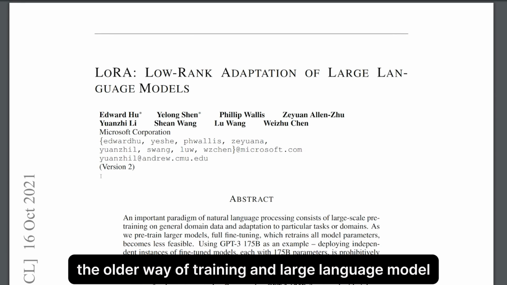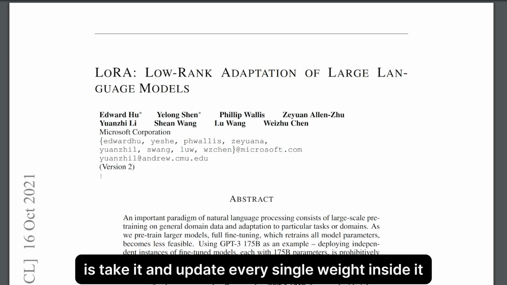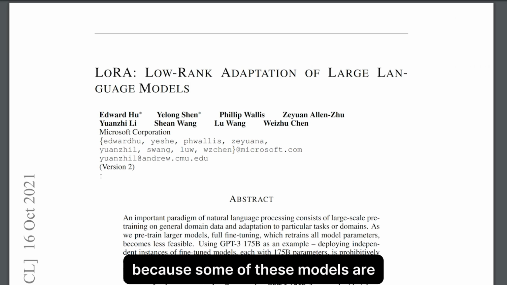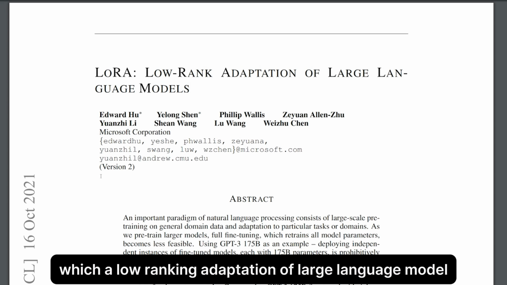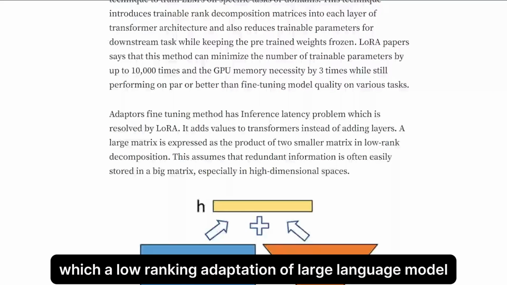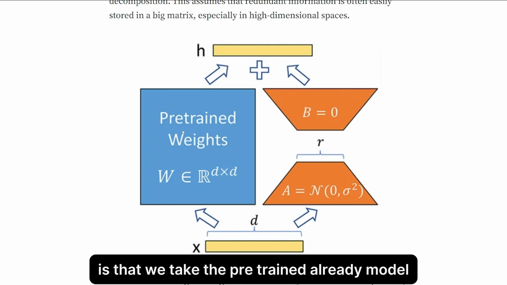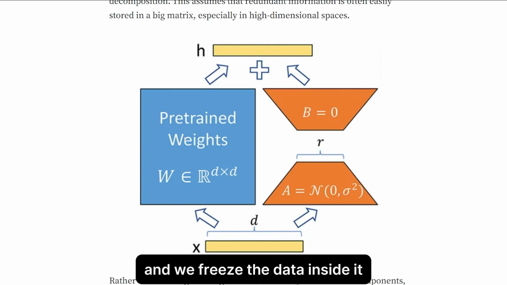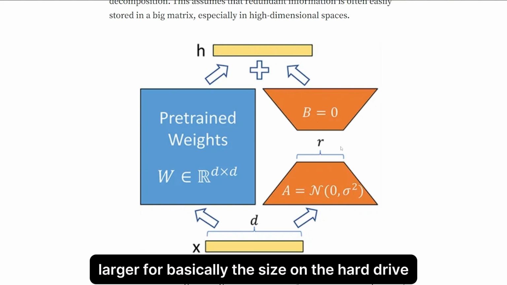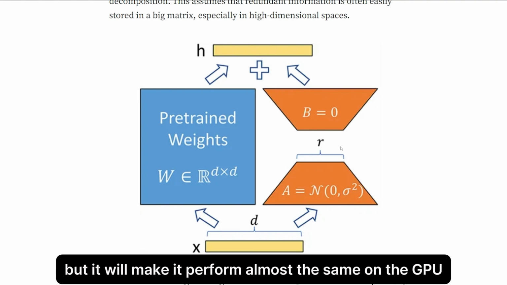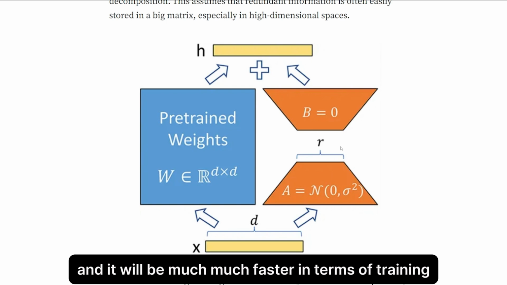The older way of training, or basically fine-tuning, a large language model is to take it and update every single weight inside it, which takes a lot of time because some of these models are very, very big. Microsoft came up with this idea called LoRA, which stands for low-rank adaptation of large language models. The easiest way to understand LoRA training is that we take the pre-trained model and we freeze the data inside it. We don't update it. We just add new data on top of it. It will make it larger in size on the hard drive, but it will perform almost the same on the GPU. It will not get bigger in terms of updates and it will be much, much faster in terms of training.